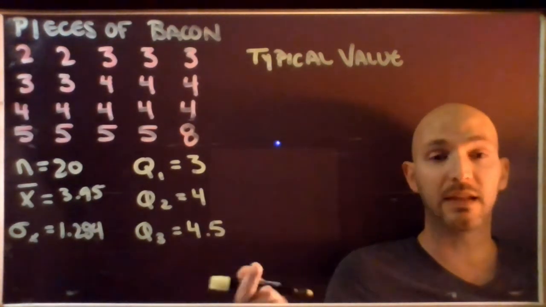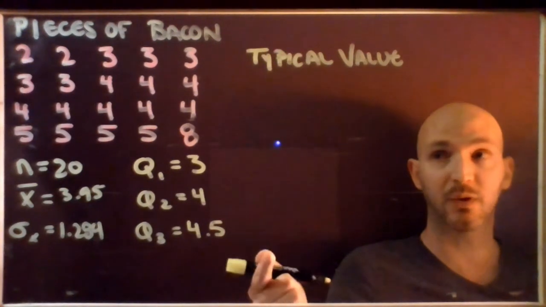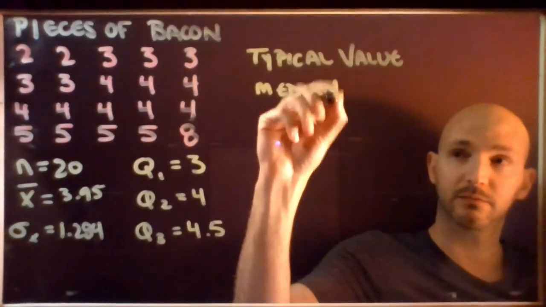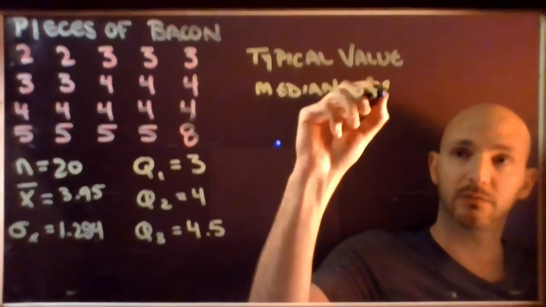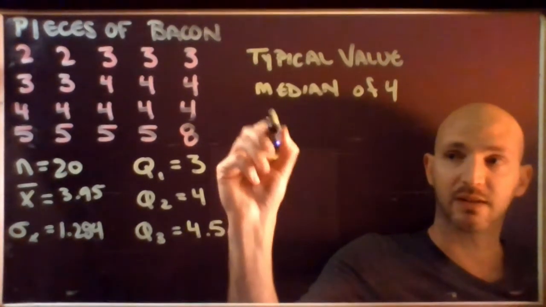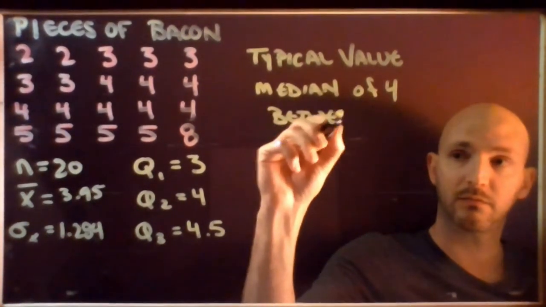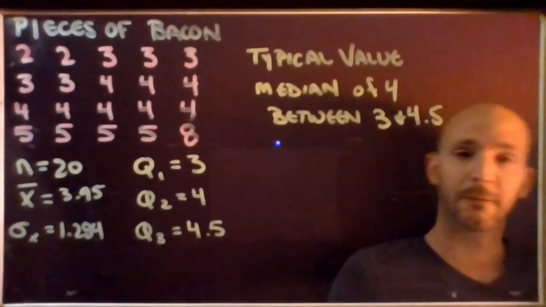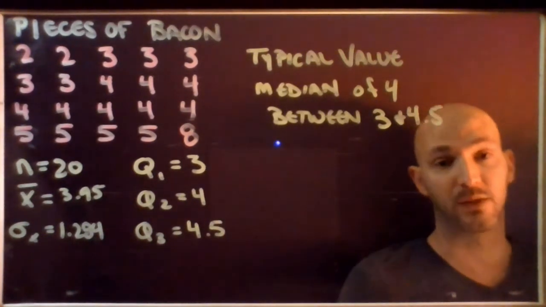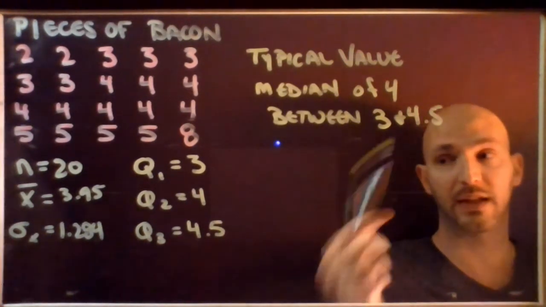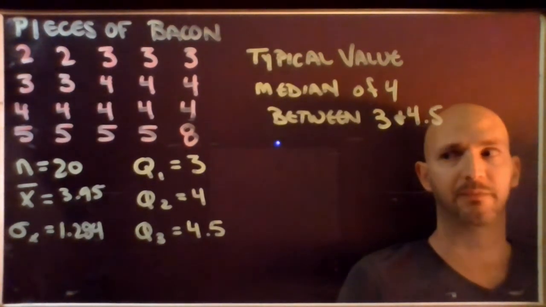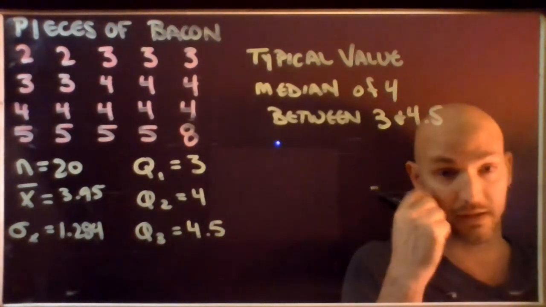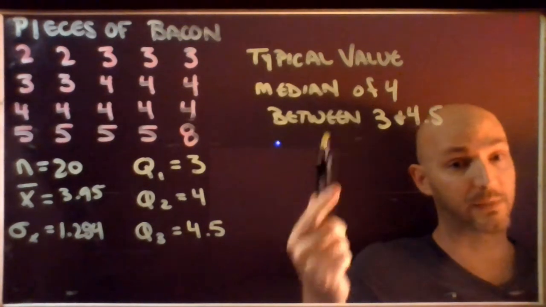So under the median type analysis, you would say that a typical value, according to the median, is a median of 4, and most data points are between 3 and 4.5. So your typical value of how much bacon someone takes at this particular buffet is between 3 and 4.5 slices of bacon. Please stop them if you see them taking that half piece and then putting half back, because that's gross. But mathematically, that's what they're doing.